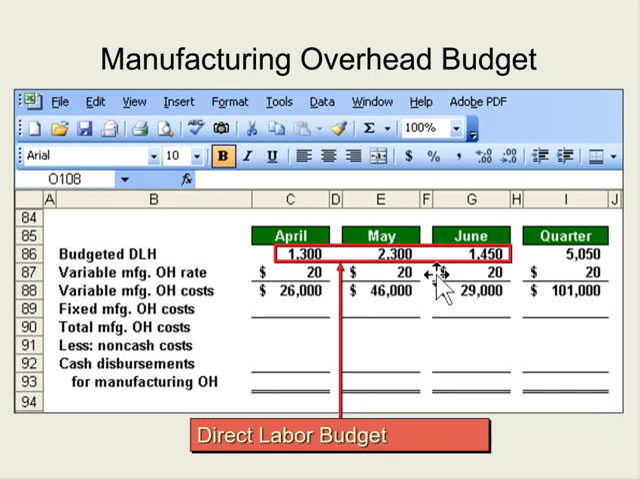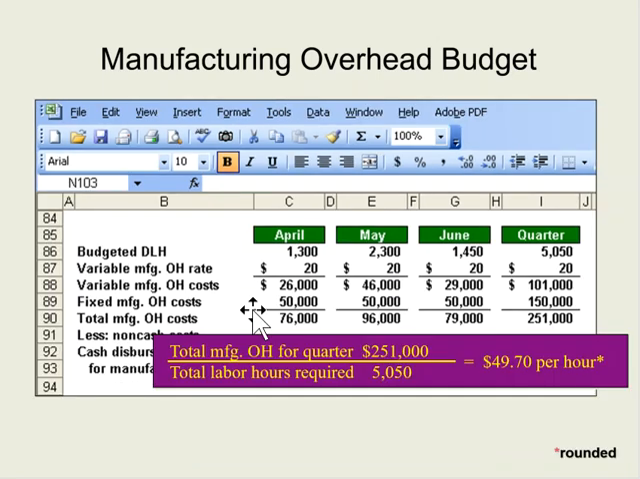So we've got our budgeted direct labor hours. We're going to multiply those times our variable manufacturing overhead rate to get allocated variable manufacturing overhead costs for each month. Then we will add in our fixed manufacturing overhead costs to get total manufacturing overhead costs. And you can see here we've got total expected overhead costs of $251,000 with 5,050 hours worked. That gives us an overhead allocation of $49.70 per direct labor hour.